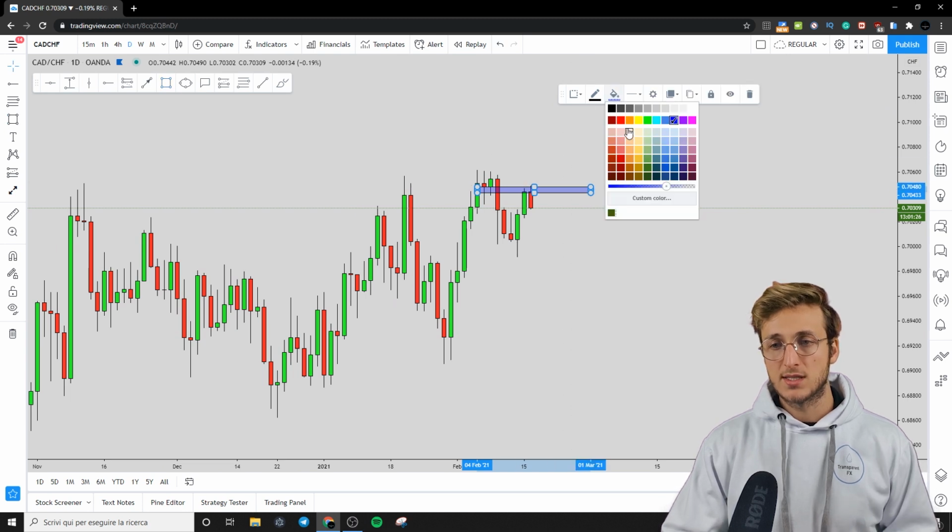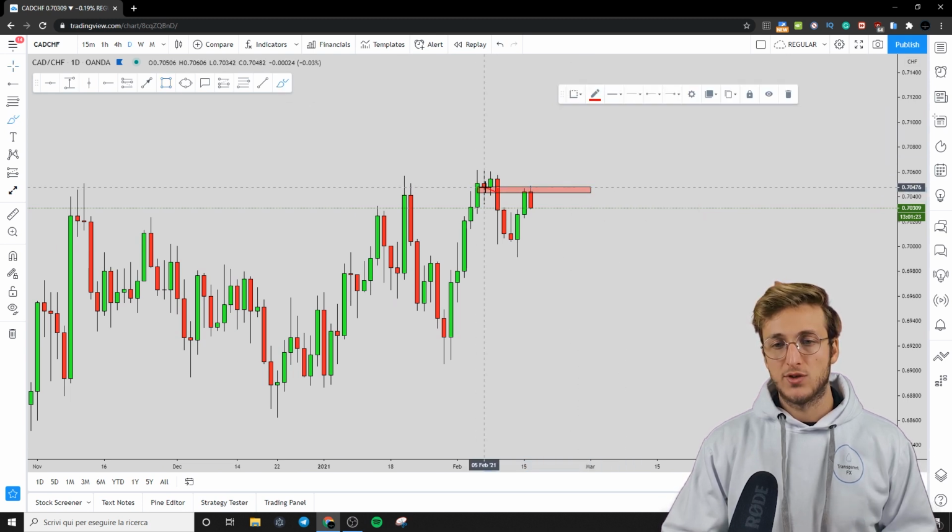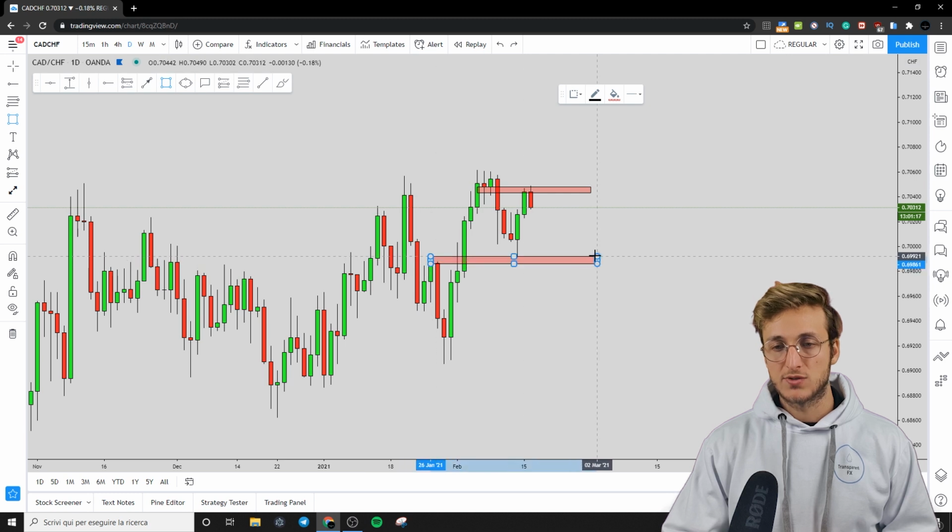Now, here on the daily, we can see that at the moment we have very strong previous support, which is now turned resistance at this area. And at the exact same time, we also have at this low, this previous resistance, which is now turned support. So basically what we have here on the daily is the possibility to create a range inside of this area.